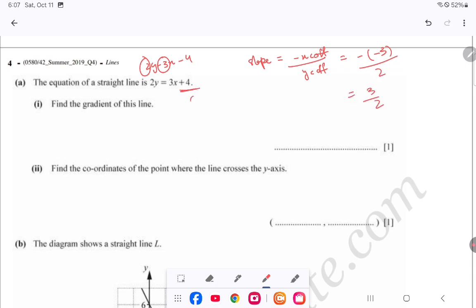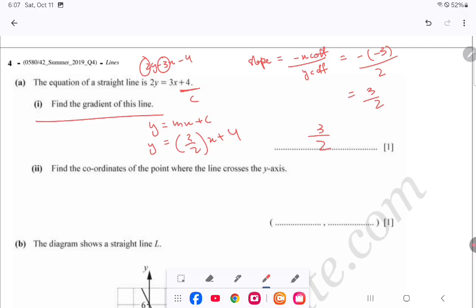Here the value of c is already given. Put it in the line equation, y = mx + c, so y = 3/2 x + c. This is the equation of the line, and the gradient of this line is 3/2, which is the slope.